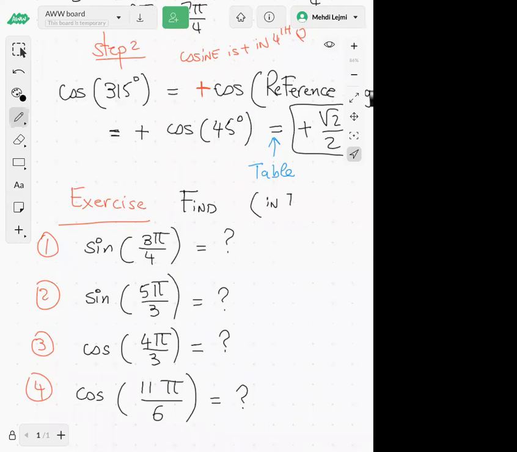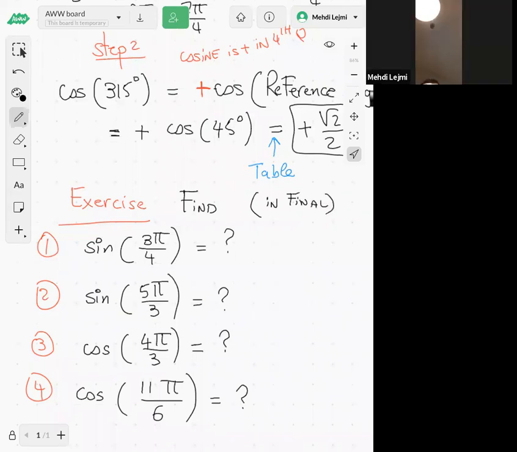Do we convert those to degrees first? It's up to you. You can use radians or degrees. You want to first figure out in which quadrant the angle is. Of course, pi is 180 degrees, so you can.